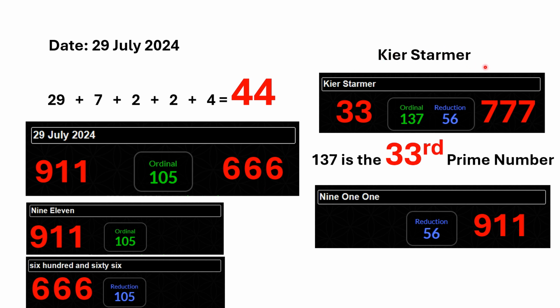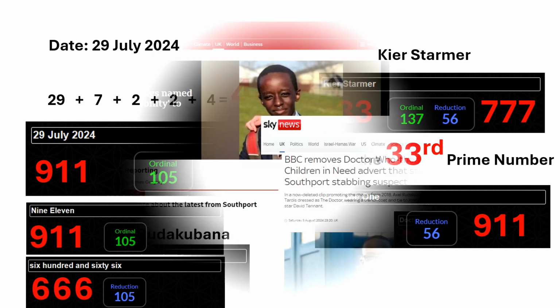And then Keir Starmer, Mr. Agenda 2030, is 137, which is the 33rd prime number, and 56 again for 777. And 9/11, 7 times 7 plus 7: 49 plus 7 is 56. So he is very, very, very coded indeed.